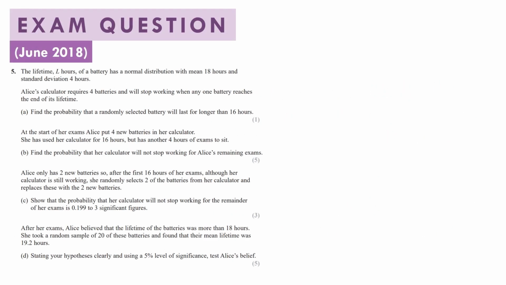So finally, to wrap up, we have an exam question from June 2018. The lifetime L hours of a battery has a normal distribution with mean 18 hours and standard deviation 4 hours. Alice's calculator requires 4 batteries and will stop working when any one battery reaches the end of its lifetime. And part A says find the probability that a randomly selected battery will last for longer than 16 hours.